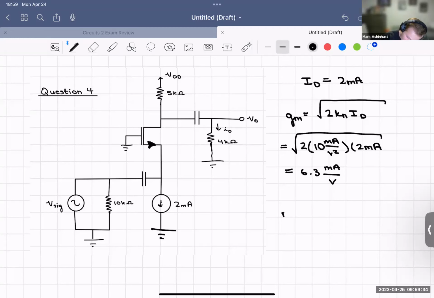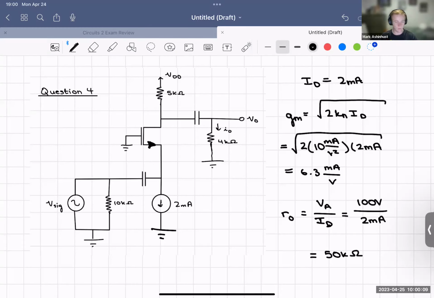And then our little ro, not R out, it's going to be our little ro, which is VA over ID. VA hasn't changed. Our Early voltage is still 100 volts over ID, which is 2 milliamps. Those are your quick, easy things we can solve for. So we know that little ro is equal to 50 kilo ohms, the internal.